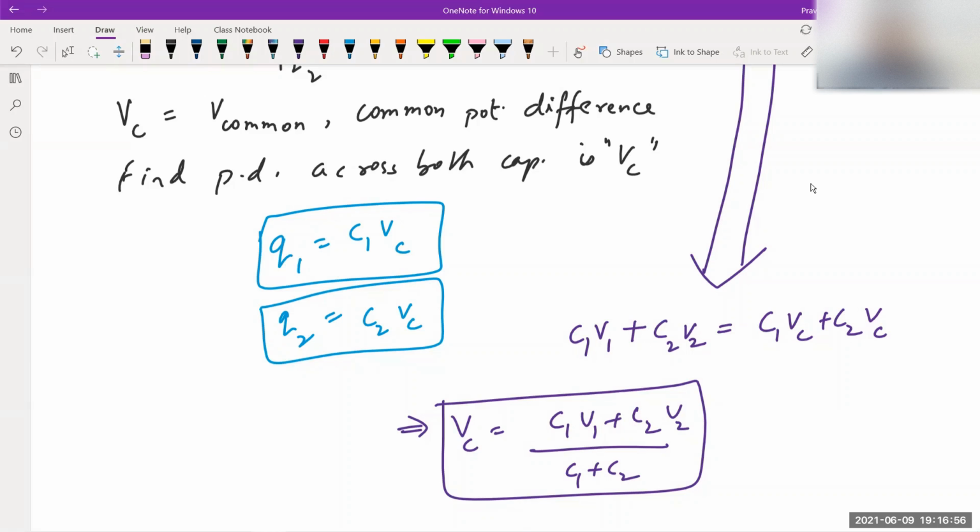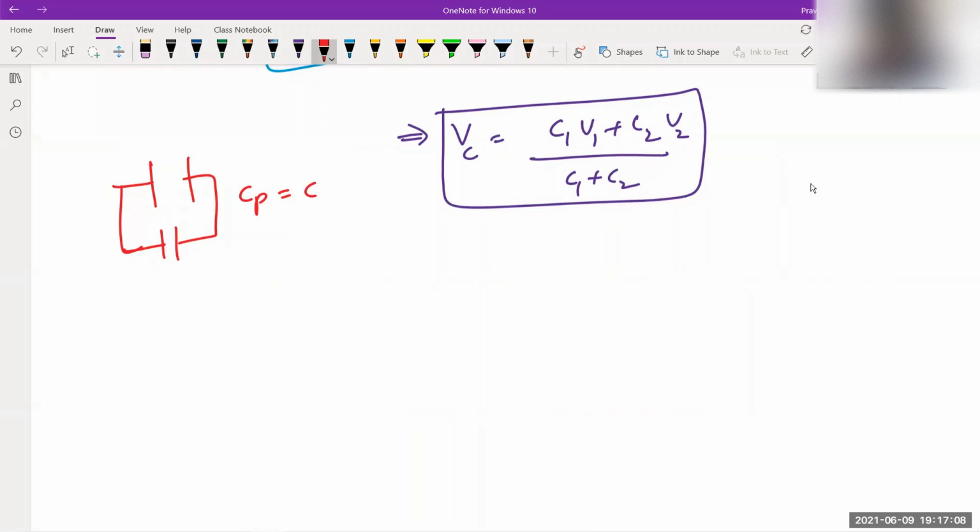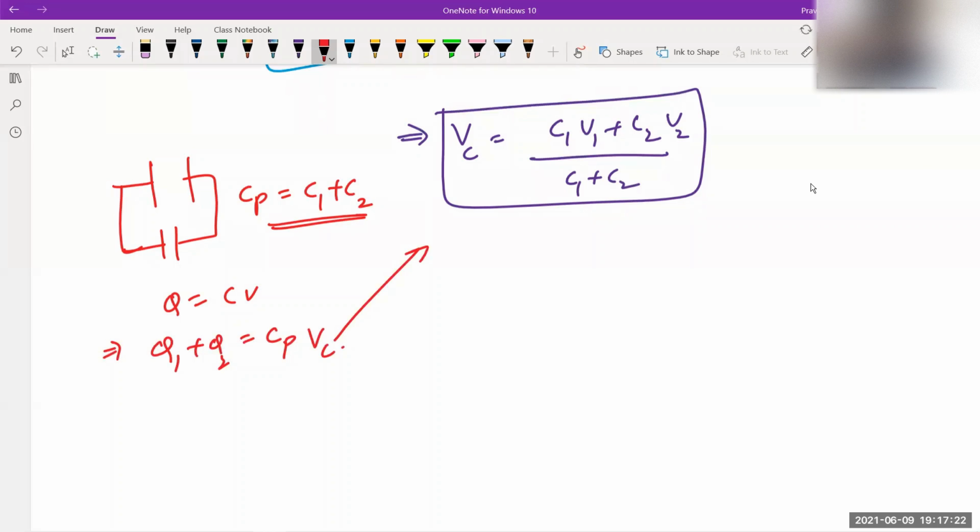Now you can also prove this result in a lot of other ways. When you have two capacitors and I'm connecting them like in this scenario, they are in parallel. So I know that C parallel is C1 plus C2. And when I use Q is equal to CV, total charge was Q1 plus Q2, net C is CP, and we have to find V common. So again, you can also derive this relation from that one. Got it?